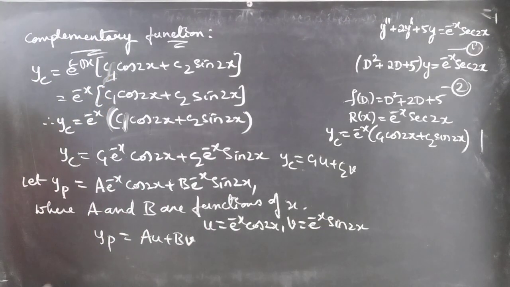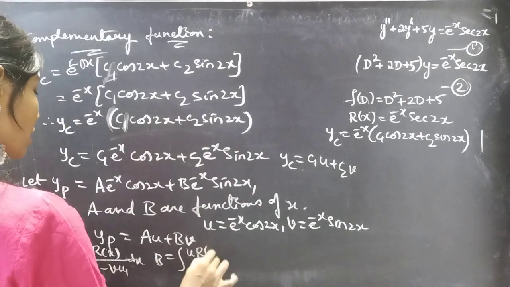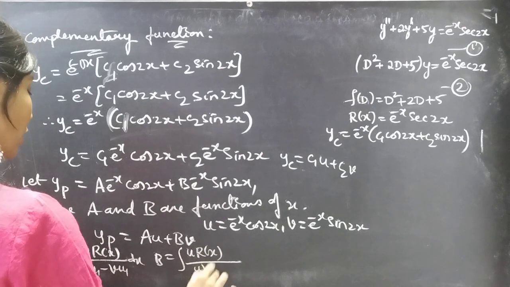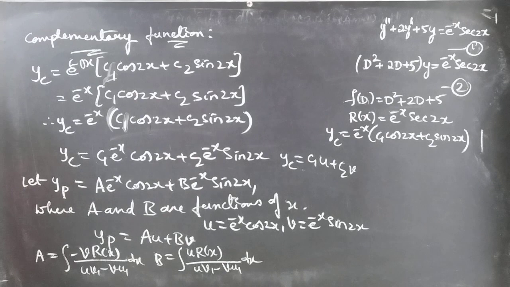Okay, here a is given by integral of minus v into r of x by u v1 minus v1 u, dx, and b is given by integral of u into r of x by u v1 minus v1 u, dx. If you observe, we have u v1 minus v1 u in both formulae. So we'll begin with u v1 minus v1 u and later we'll find a, b, yp, and finally we'll put yc and yp in the general solution formula.